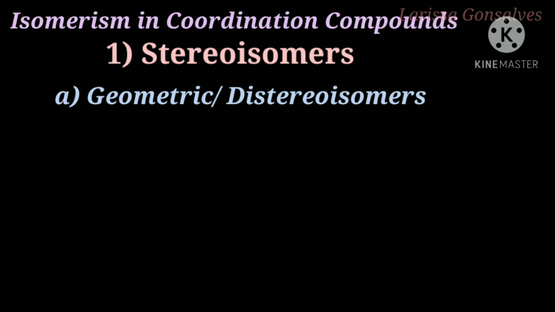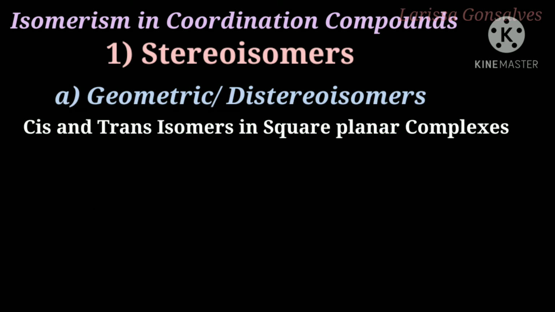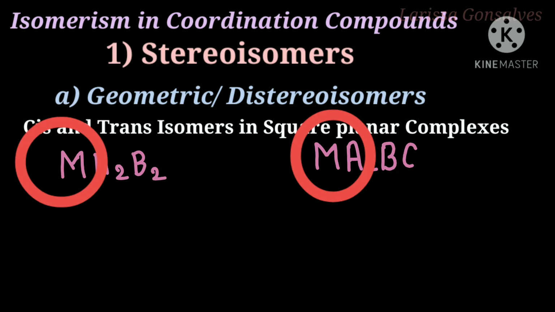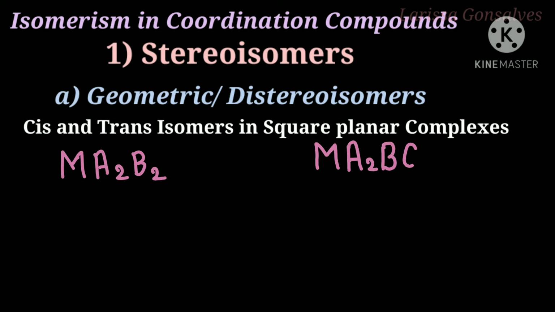Let us now study the cis and trans isomers in square planar complexes. The square planar complexes are of the type MA2B2 and MA2BC. So these are the types which exist in terms of cis and trans isomers. Now, in this, M is going to be the metal. A, B and C are the monodentate ligands. Monodentate means they will have only one donor pair.